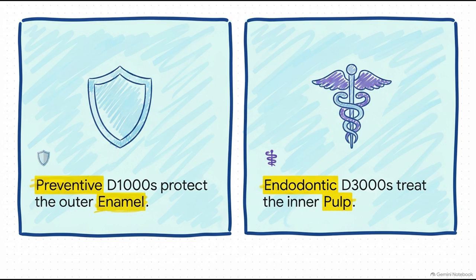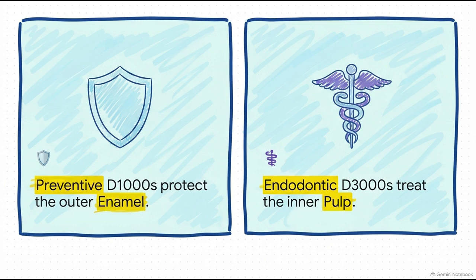Think about it. Let's compare two scenarios. If a dentist is doing preventative surface treatments, say applying sealants or fluoride to that hard outer enamel, you're going to be looking in the D1000 to D1999 series of your CDT manual. But if they have to repair a tooth damaged by decay in the dentin and enamel, boom, you're in the D2000 series for restorations.